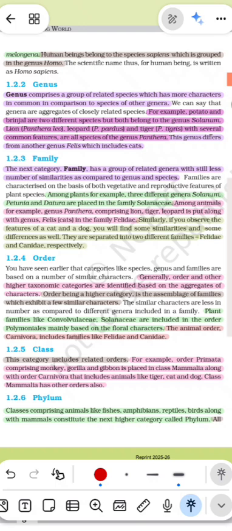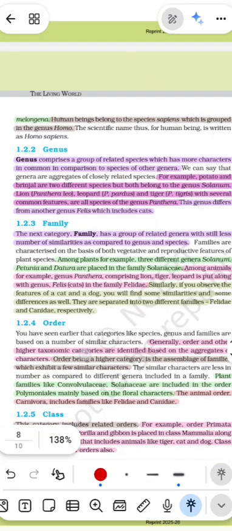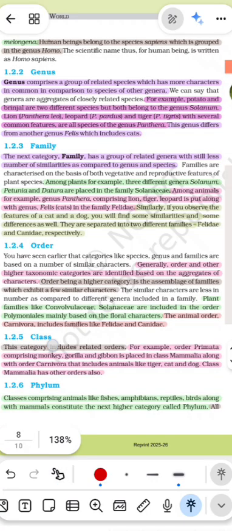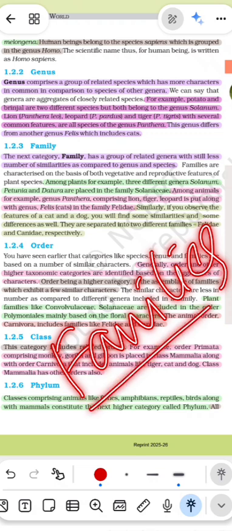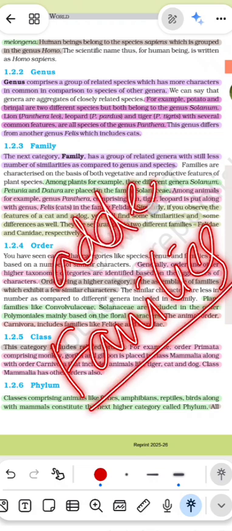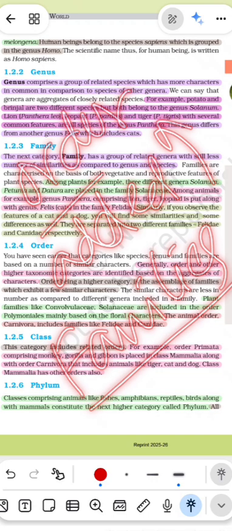Plant families like Convolvulaceae and Solanaceae are included in the order Polemoniales, mainly based on floral characters. So there are only certain characteristics for which families are added in an order, only on morphological character.